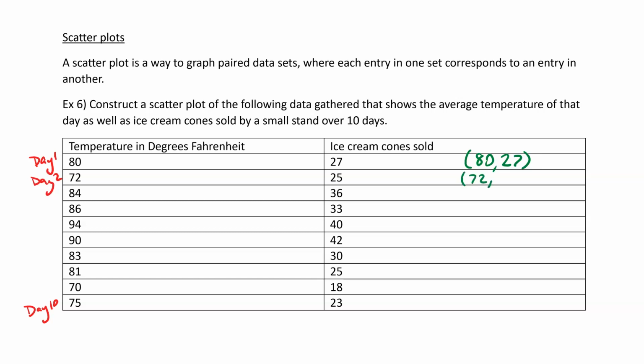So 72, 25, 84, 36, 86, 33, 94, 40, 90, 42, 83, 30, 81, 25, 70, 18, and 75, 23.